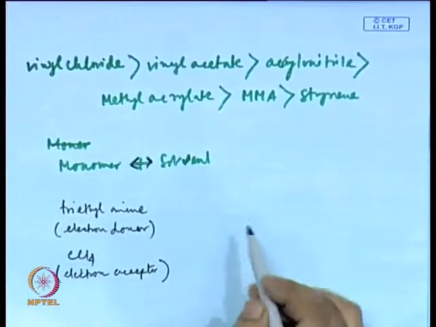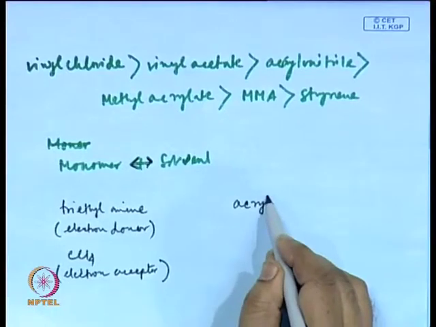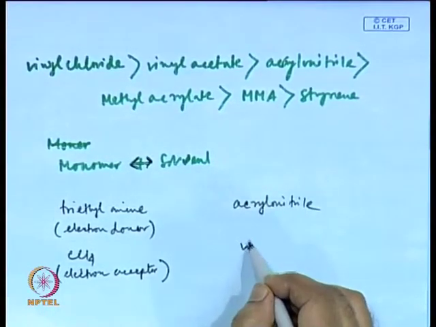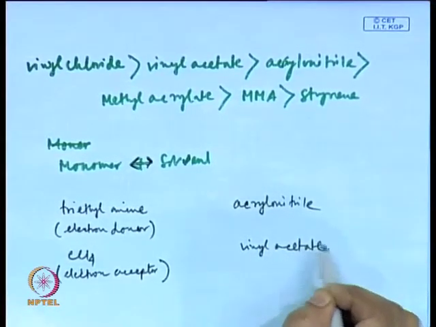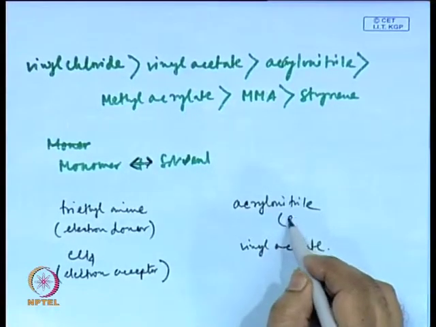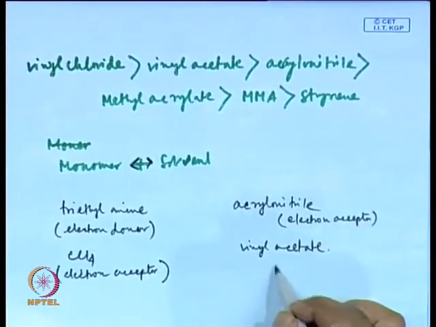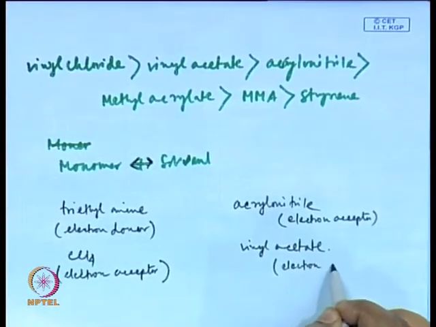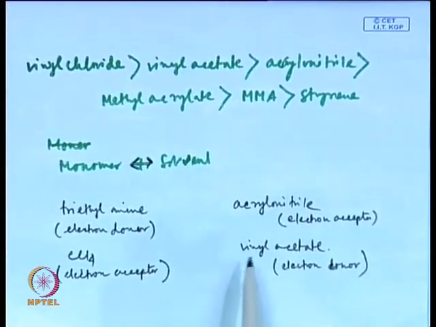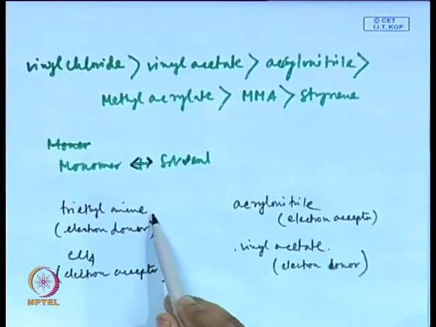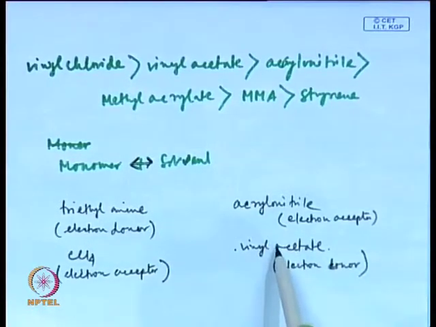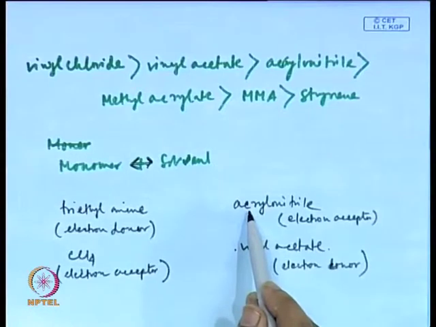Solvent. Now, I compare between acrylonitrile and vinyl acetate. Now, acrylonitrile is an electron accepting monomer, whereas this is an electron donor. So, obviously, this will have more tendency to react or undergo transfer reaction with CCl4 than trimethylamine, and between these two monomers, acrylonitrile has more tendency to undergo transfer reaction with trimethylamine compared to vinyl acetate.